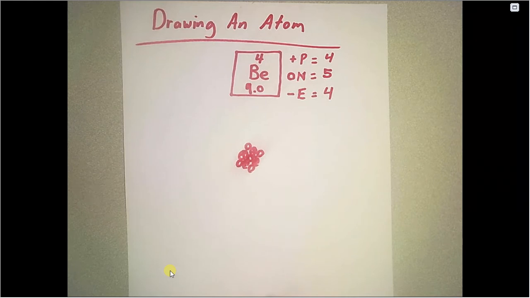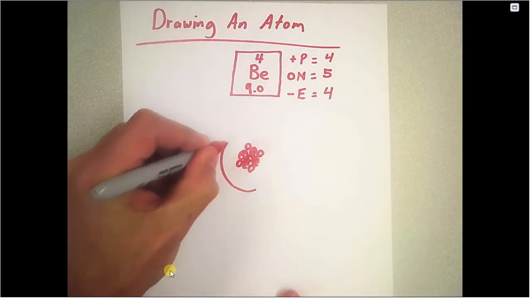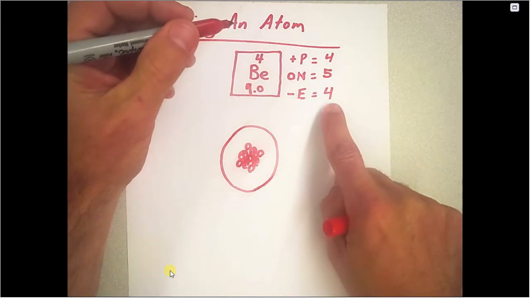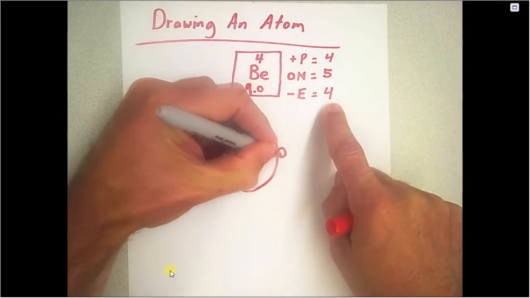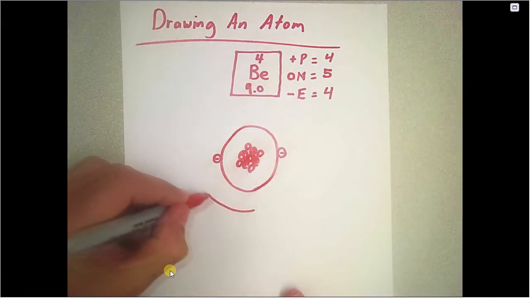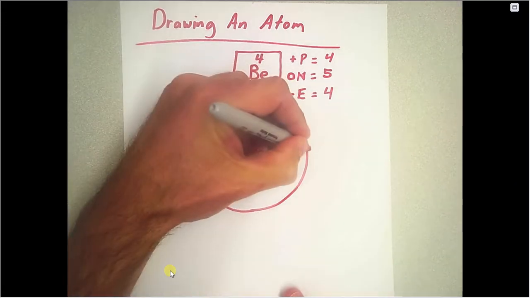And then in the outer shell, the electron cloud, the first shell can only hold 2 electrons, but we need to have 4. So the first shell holds 1, 2, and the second, because we have to have 4, will also hold 2.